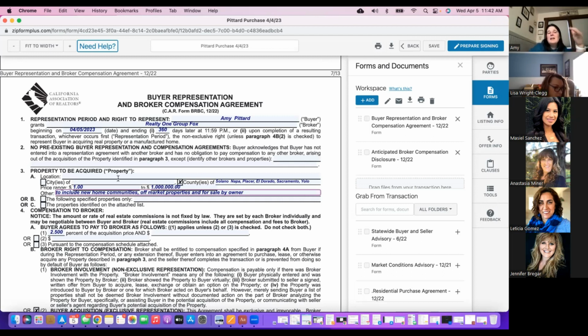Okay. So I'm going to help you purchase any properties in your price range in these counties. I can help you with new home communities. We can help locate off-market properties. We can also help you with for sale by owner properties. Right?